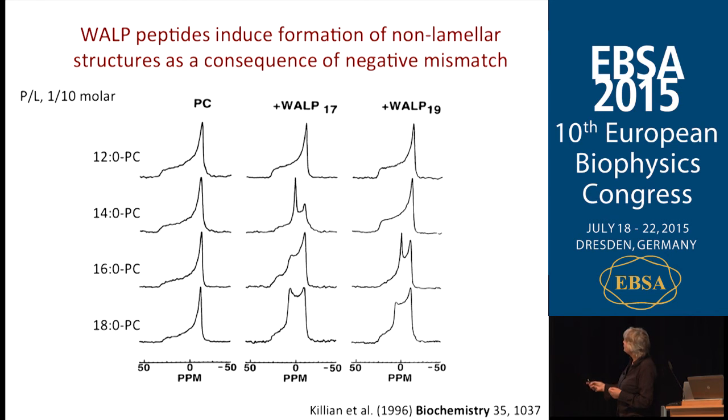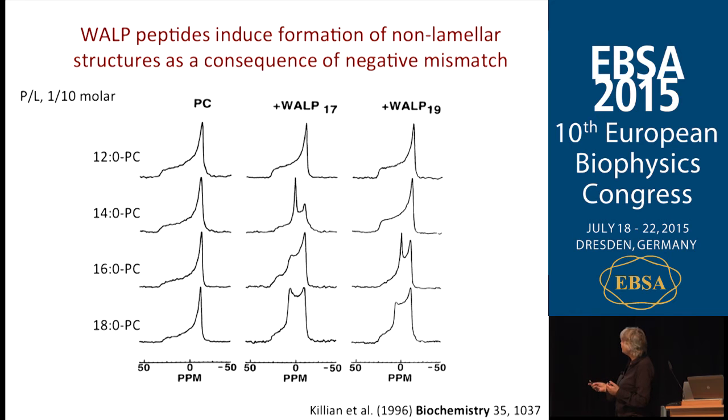Then if you have the WALP 17 and you increase the thickness of the bilayer, then something happens. You get an isotropic phase, which is characteristic in this case for a cubic phase. If you increase the length of the peptide, then in the same lipid you don't see anything happening. But if you then also increase the thickness of the lipid, you see something similar as here. Now, and this is interesting because the difference between those two peptides is about 3 angstrom, and the difference in thickness between those two lipids is also 3 angstrom. So it means that this is really a mismatch effect. If you have longer peptides, you need longer lipids.